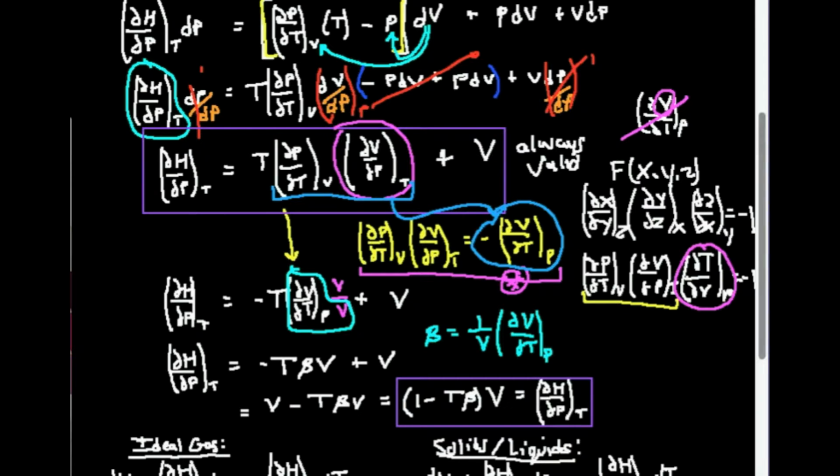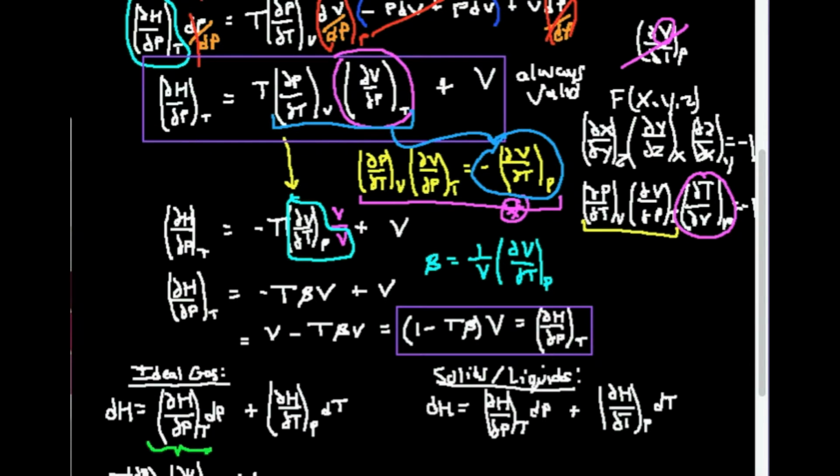Now, for the next step, what I'm going to do is multiply by what's termed a fancy one. And the fancy one is just this V over V. I didn't change the value of that term. It's just multiplying by 1 because V over V is 1. The reason I'm going to do that is because one of the relationships we found in the last video that greatly simplifies things is if you have this quantity 1 over V times the partial of V with respect to T at constant P, that's just equal to a constant beta.